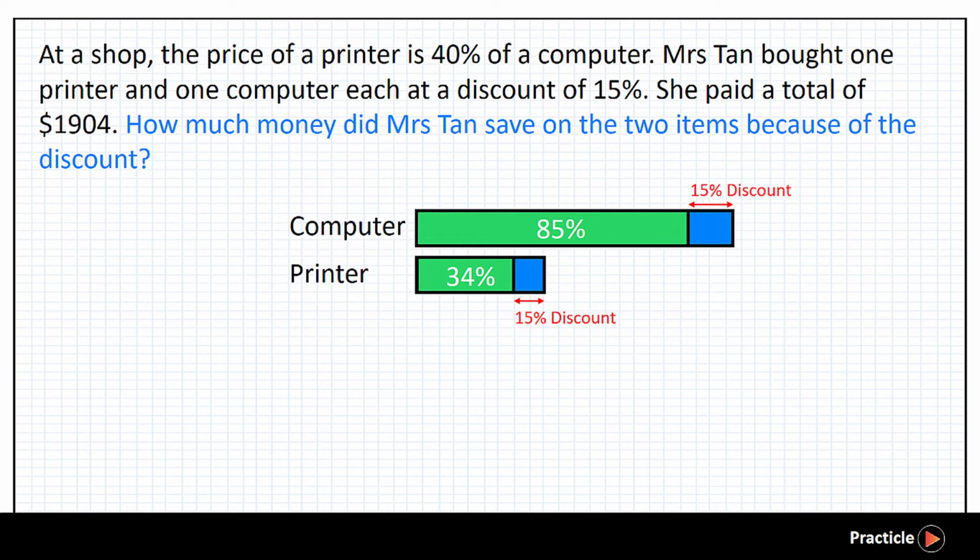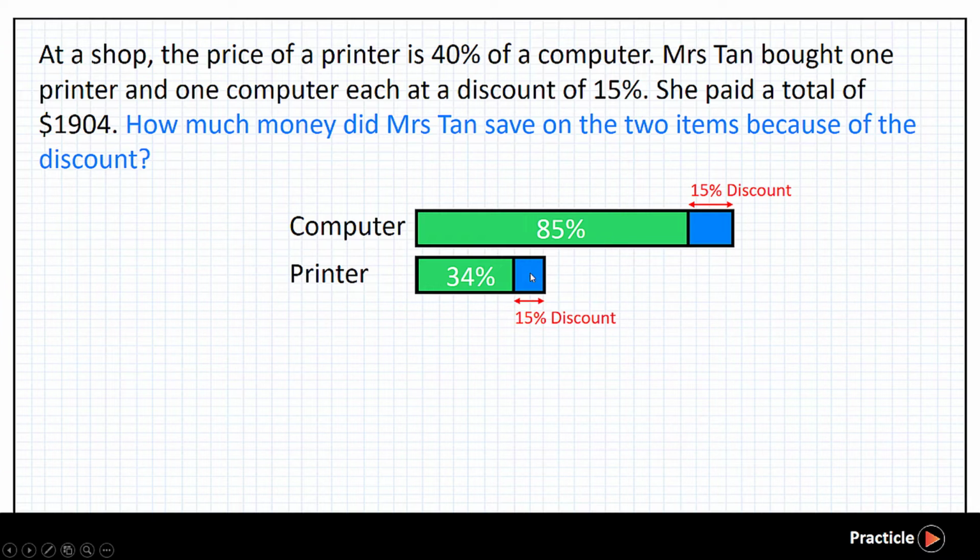Now that we know that, it's time to answer the question. How much money did Mrs. Tan save on the two items because of the discount? To solve that, we'll need to look at the total amount of discount that Mrs. Tan enjoyed in terms of the computer's price. So looking at the computer, we know that she enjoyed a 15% discount, correct? And since the price of the computer is 100%, 15% discount will still mean 15% of the price.